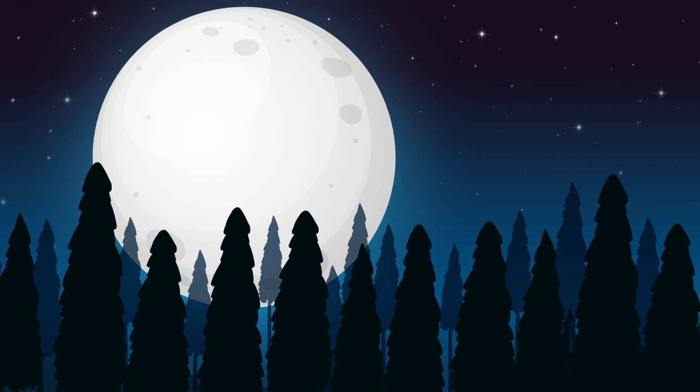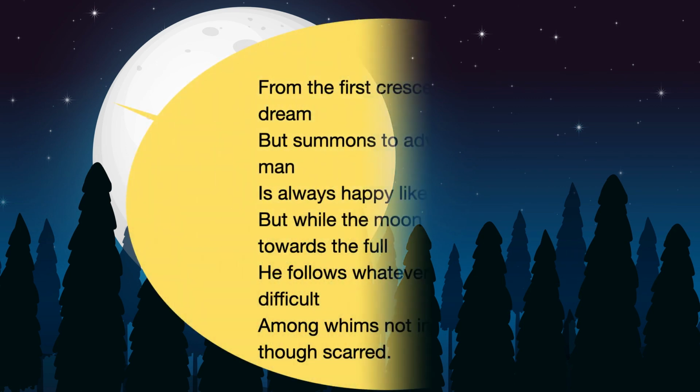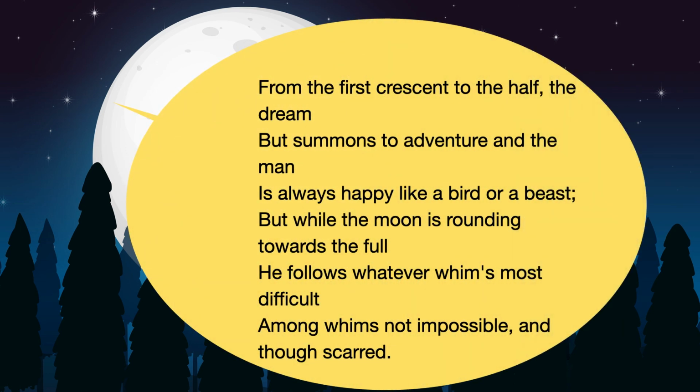William Butler Yeats, about the moon. He's contemplating the moon. And he says, from the first crescent to the half, the dream but summons to adventure, and the man is always happy like a bird or beast. But while the moon is rounding towards the full, he follows whatever whims most difficult among whims not impossible, and though scarred.